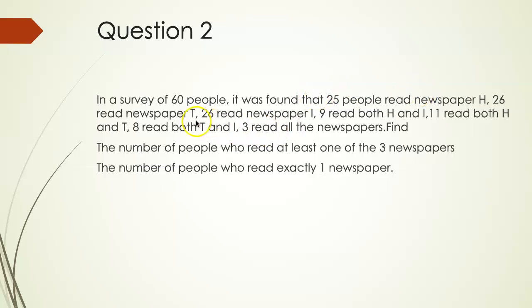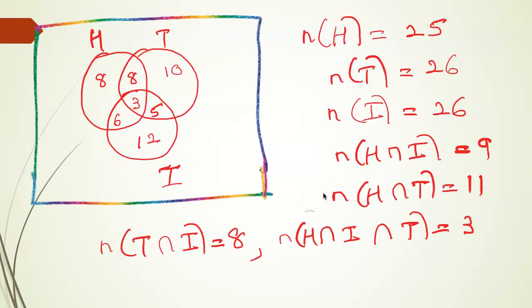Question 2. In a survey of 60 people, it was found that 25 people read newspaper H, 26 read newspaper T, 26 read newspaper I, 9 read both H and I, 11 read both H and T, 8 read both T and I, 3 read all the newspapers. Find the number of people who read at least one of the 3 newspapers and the number of people who read exactly one newspaper. So we have drawn it as a Venn diagram.